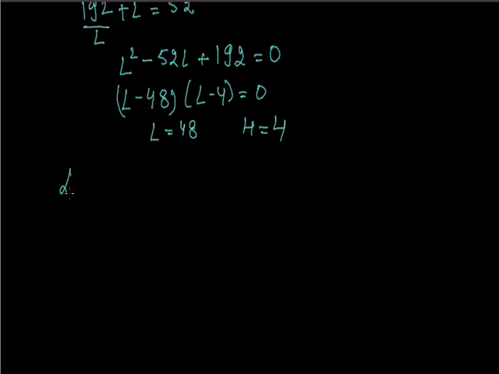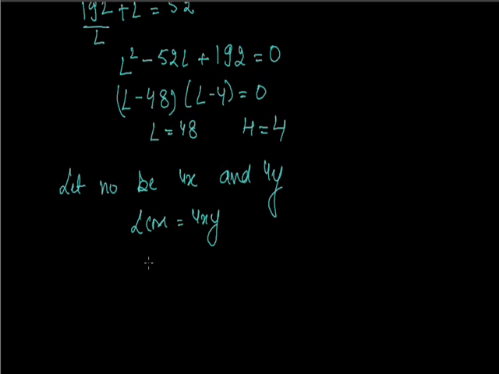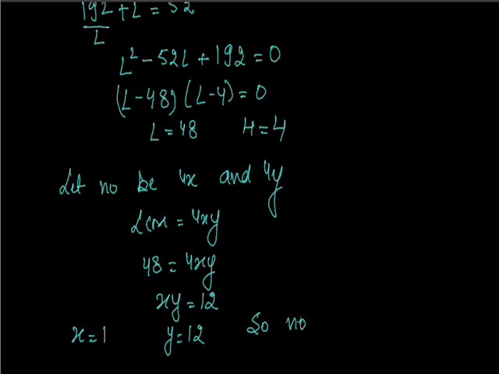Now let the numbers be 4x and 4y. LCM will be 4xy, which is equal to 48, so 4xy equals 48. Since we take LCM as 48, it will give xy equal to 12. When we put x equal to 1, y will be 12. So the numbers are 4x and 4y: the first number will be 4, and 4y will be 4 into 12, which gives us 48.